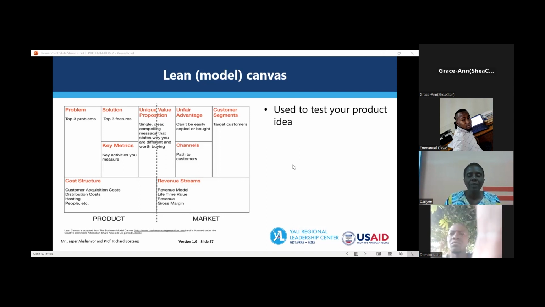Then you come to, okay, so let's look at the product first, and then we'll look at the market. So product, so problem. Think of maybe the top 3 problems that exist.